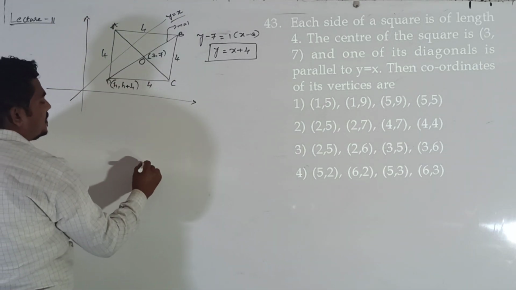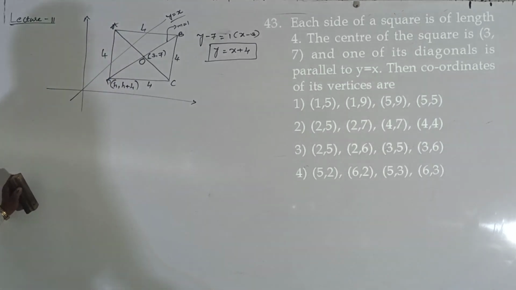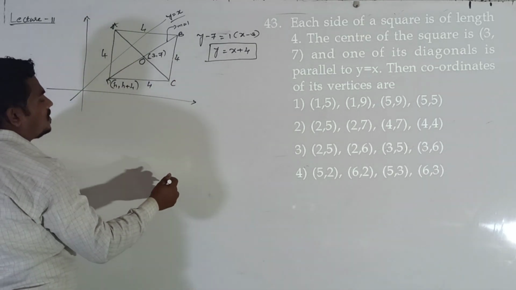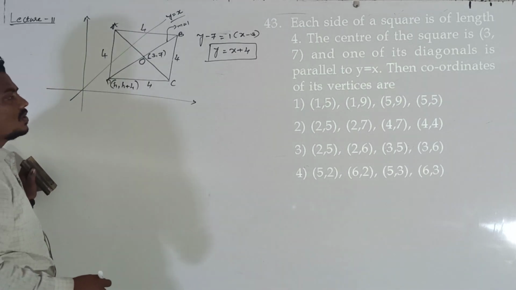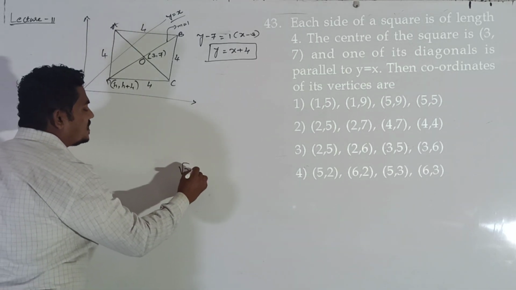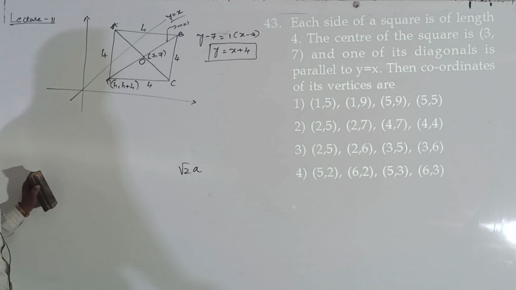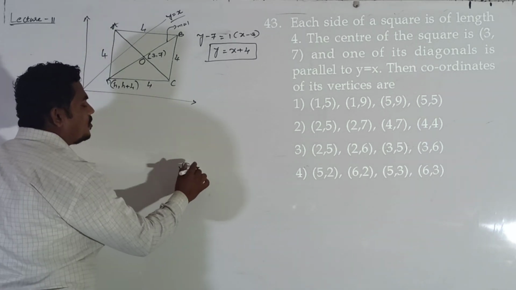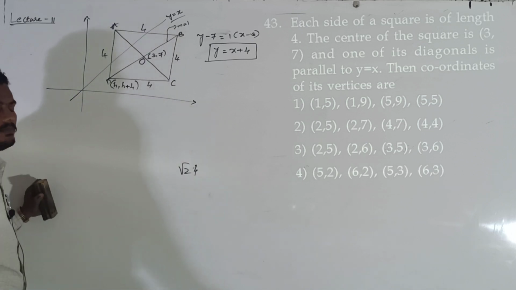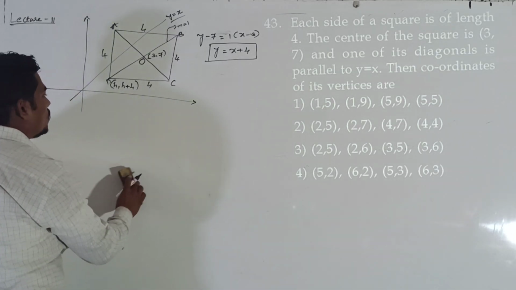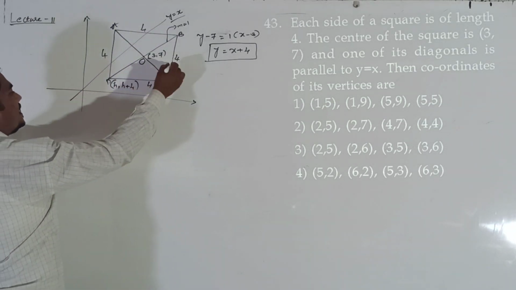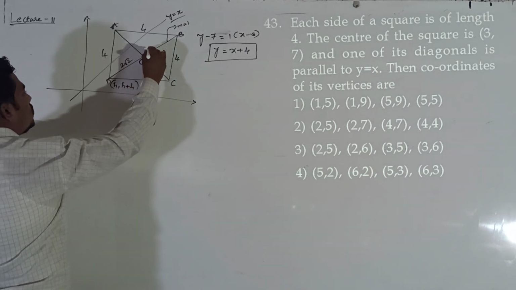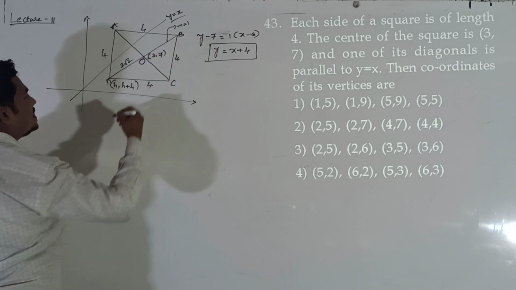Usually the diagonal is nothing but, suppose this side is a, then BD is equal to square root of 2 times a. In this case, a value is 4, so BD is 4 root 2, which means OD length is 2 root 2. This is 4, this is 4, then OD length is 2 root 2 and BO length is also 2 root 2.